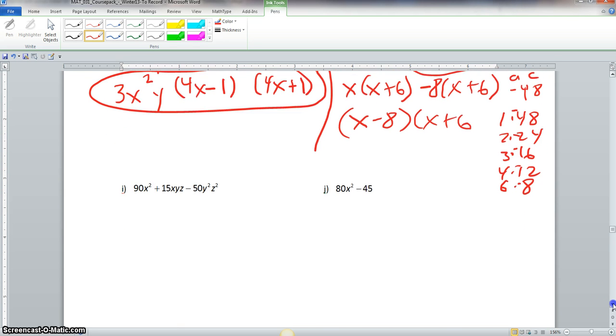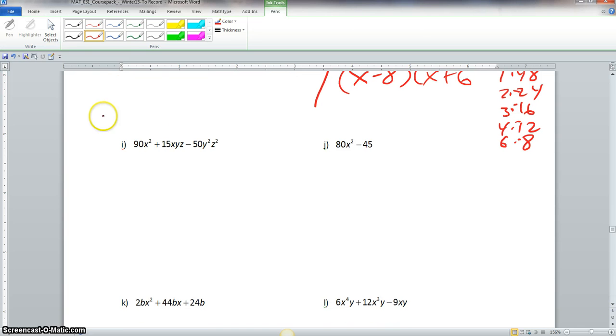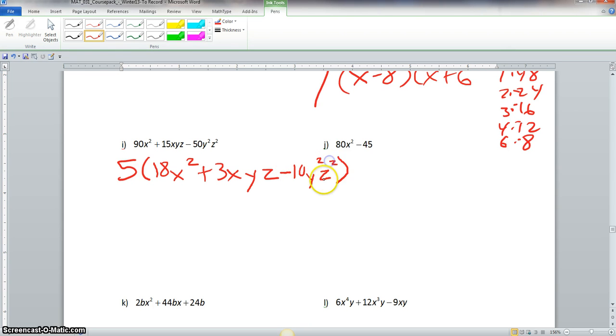Now we scroll down here to I. We have 90x squared, 15xyz, and 50y squared z squared. The only thing they have in common here is 5. So we will have 18x squared, we will have 3xyz, and we will also have a minus 10y squared z squared. And this is it. There's nothing more we could do with this problem.